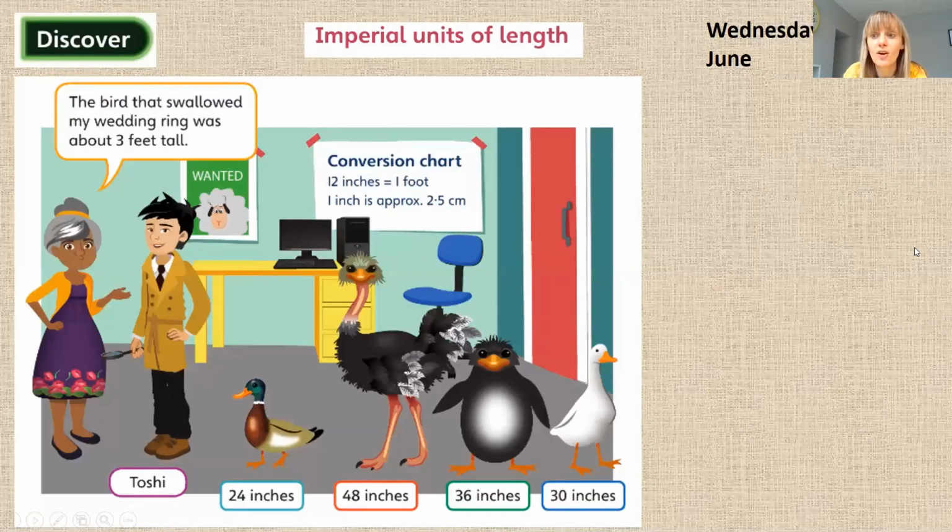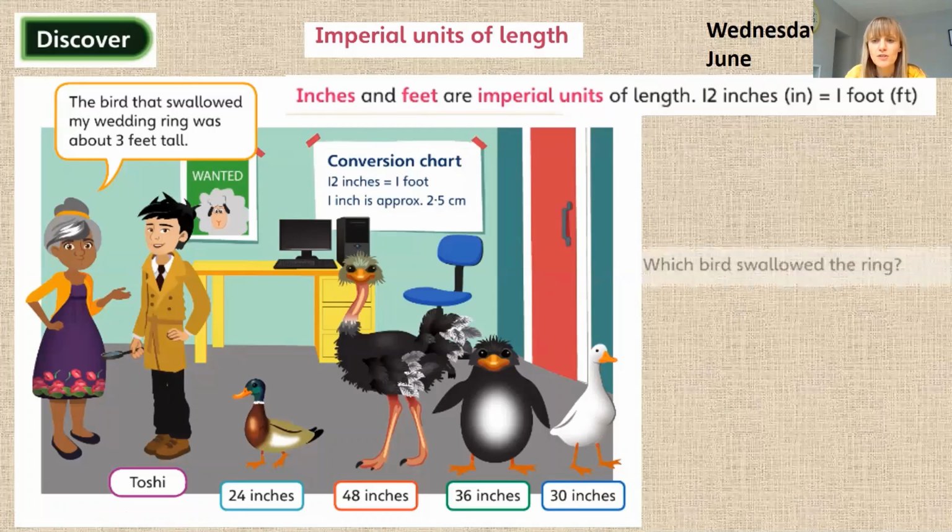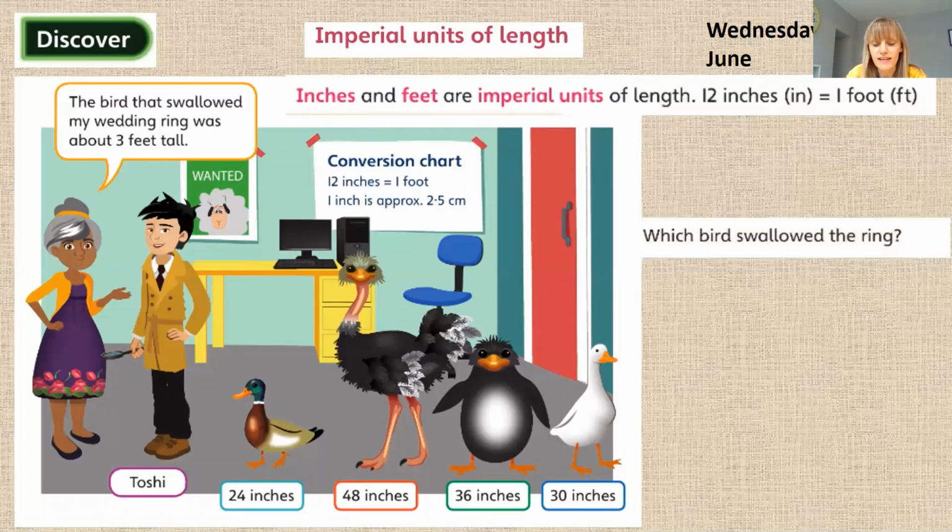This lady has come to the vet because one of these naughty birds has swallowed her wedding ring. And she said the one that swallowed it is about 3 feet tall. But you can see the different types of birds we've got down here: a duck, an ostrich, a penguin and a goose. They're all measured in inches. Now, we need to know, first of all, which bird swallowed the ring. And what we've got to think about is how tall are they in metric units as well. That's going to be our next question. So we're going to first of all concentrate on which one swallowed the ring.